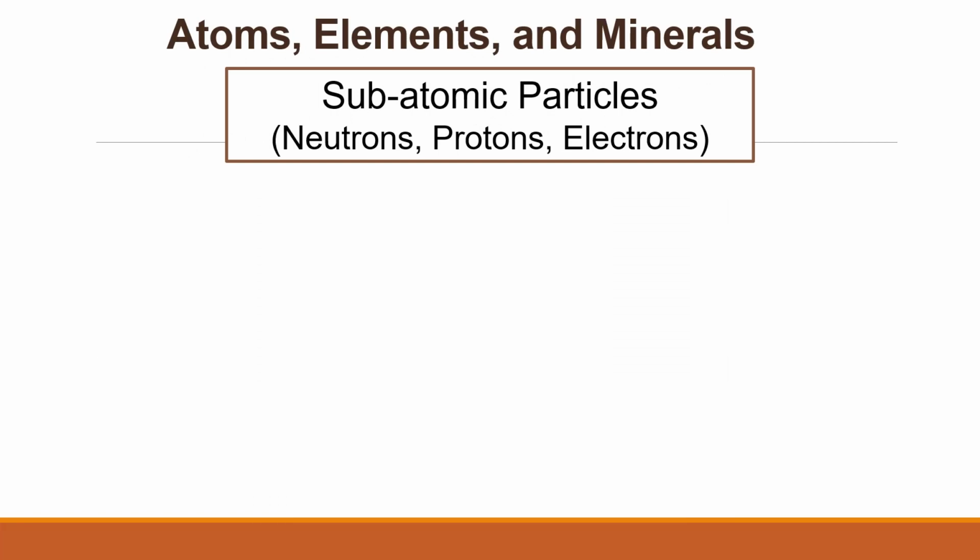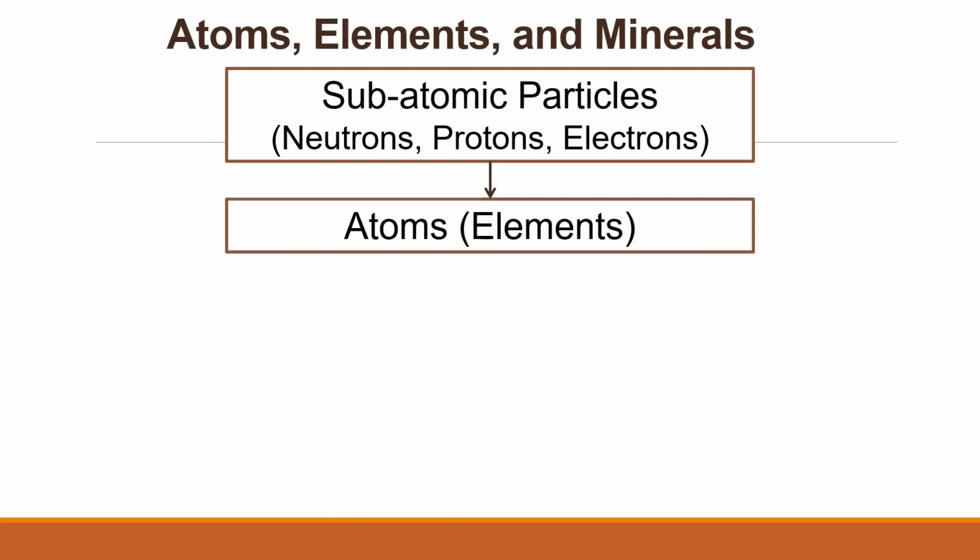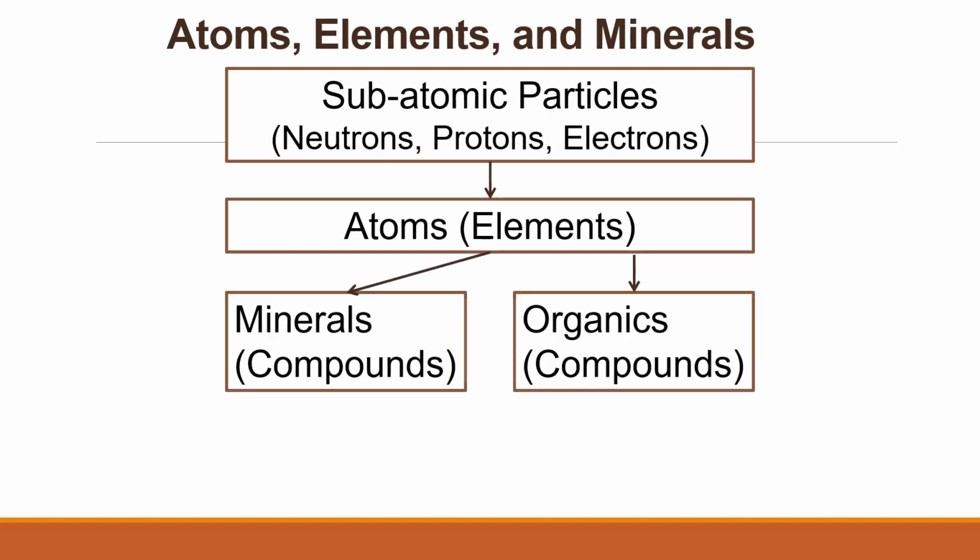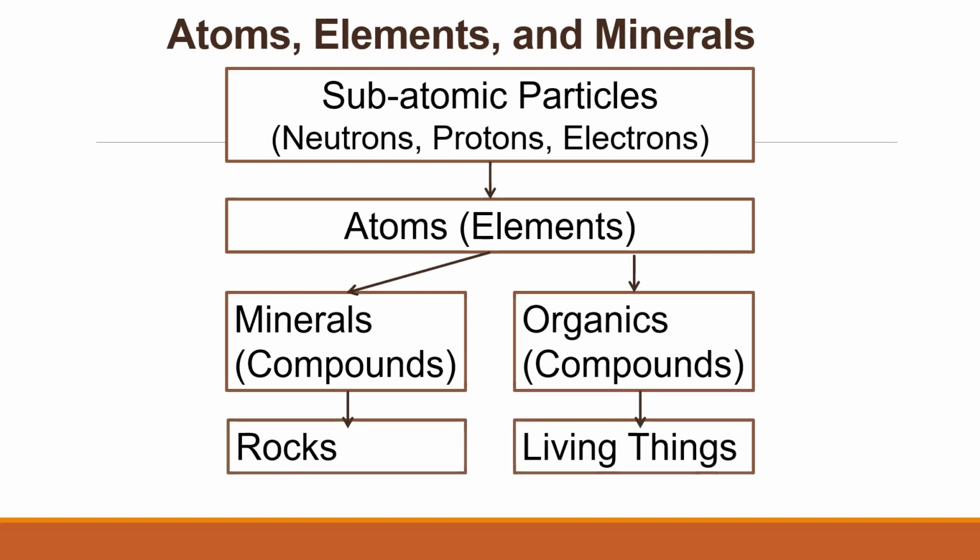Subatomic particles, there are 3. We have neutrons, protons, and electrons. These make up our atoms, which are the elements. The atoms combine together to make compounds. Those can be minerals or they can be organics. Minerals will combine together to make rocks. Organics combine together to make living things. And those rocks make up our Earth. So we are looking at this side of the system.